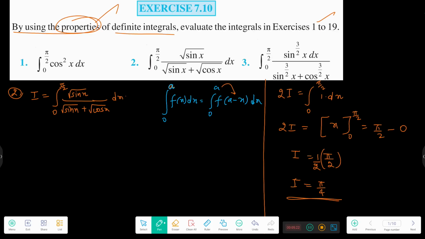A you have to take. A means the upper limit you have to take. Subtract with the variable, which means a minus x you have to replace. A minus x, the same thing. This is, let me take as answer number 1.